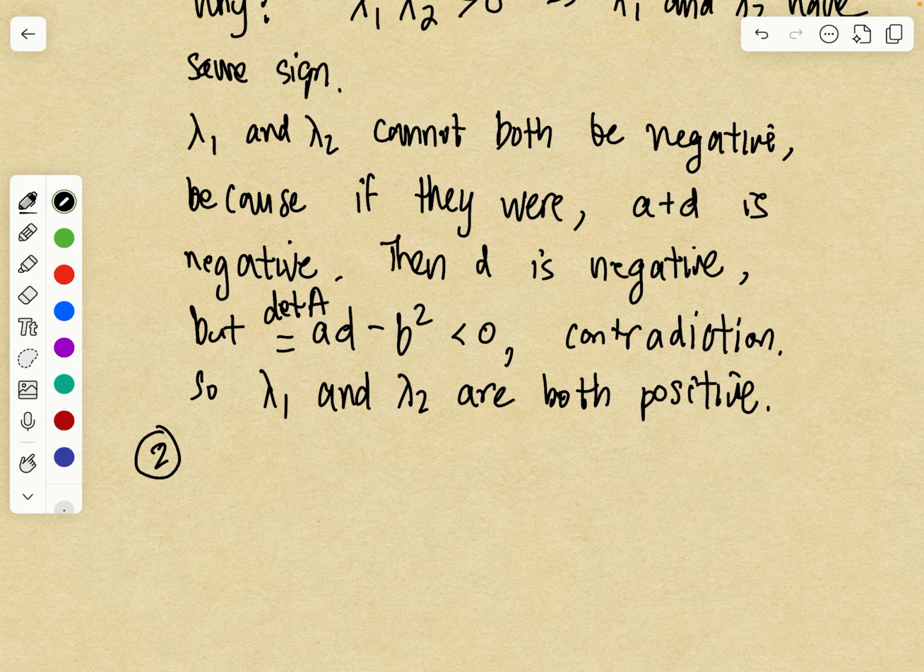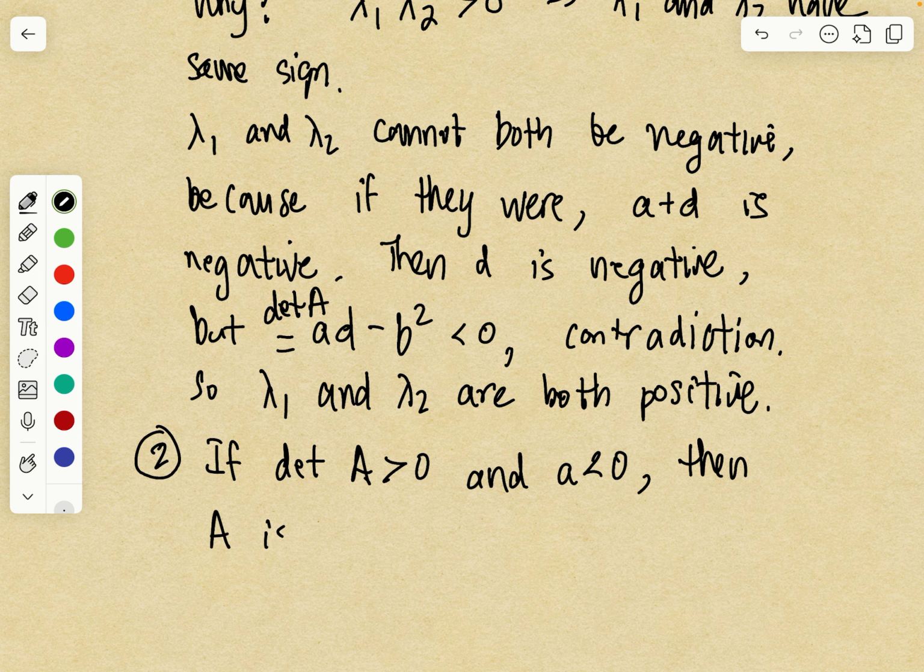So that's how to tell if a matrix is positive definite. If the top left entry is positive and the determinant is positive, then your matrix is positive definite. The next statement is if you have a positive determinant and the top left entry is negative, then the matrix A is negative definite.